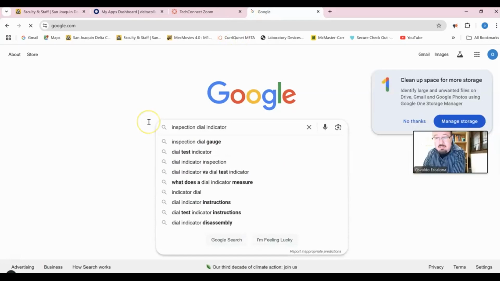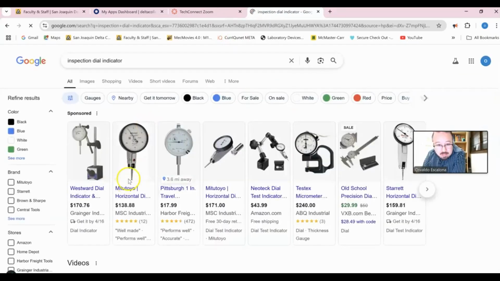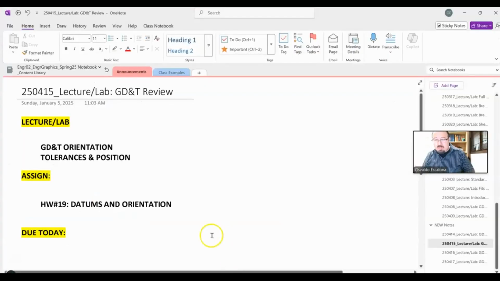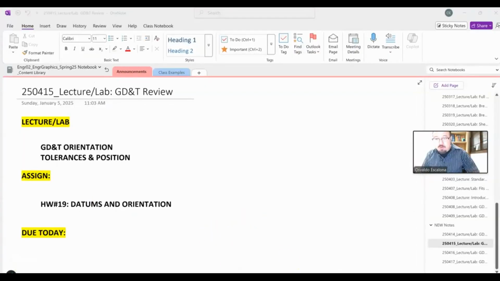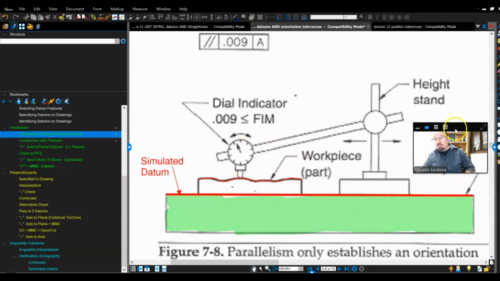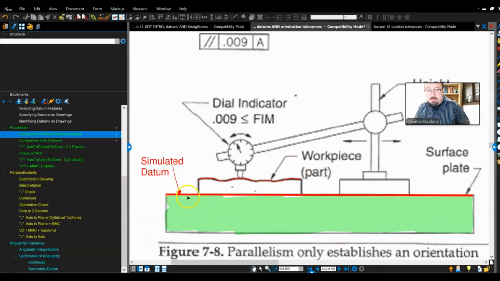It is just a thing that has a dial, and you press on it, and the dial moves. Pretty much if you hold it and press on the surface as you move across the surface, pause the video. When you put the dial indicator, you want to ensure that the top part is parallel to the bottom. So you put the dial indicator and move the part back and forth. The dial indicator will tell you the motion of the bottom.